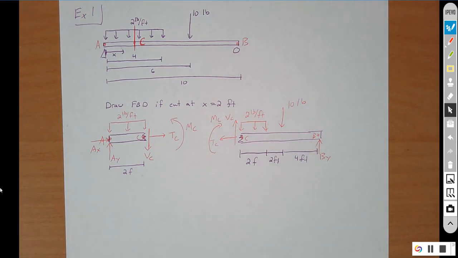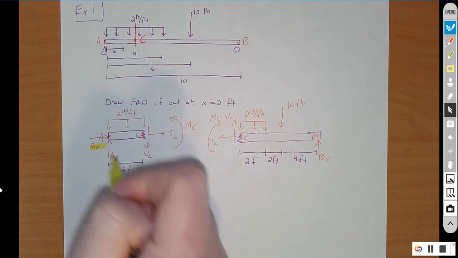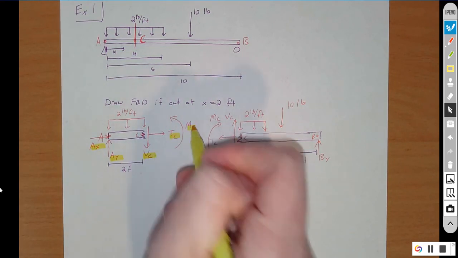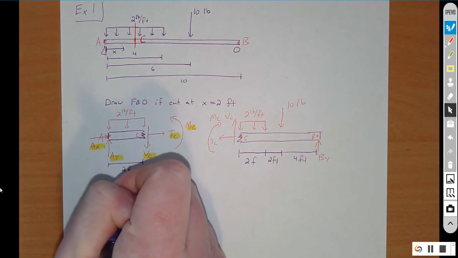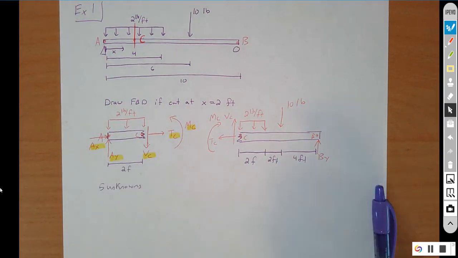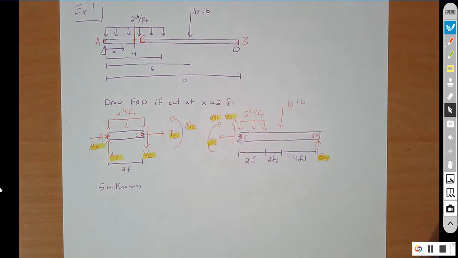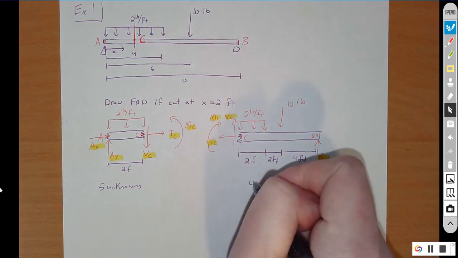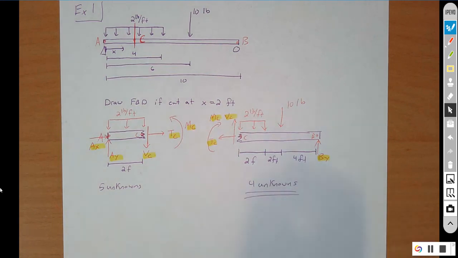Next thing you'd probably be asked to do is find these internal forces. So what you would do then is you would count up unknowns, and we'll do that in the next one. But just real quick, on this problem, on the left-hand side we have 1, 2, 3, 4, 5 unknowns. On the right-hand side, we have 1, 2, 3, 4 unknowns. So which side would you work on? Hopefully you said the right side. So I'd work on this side.